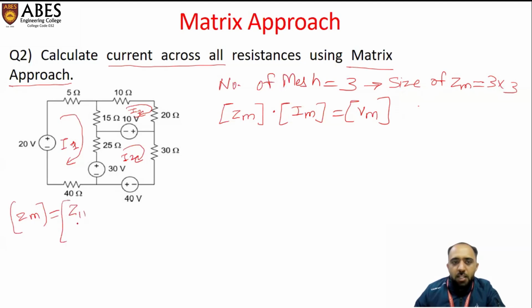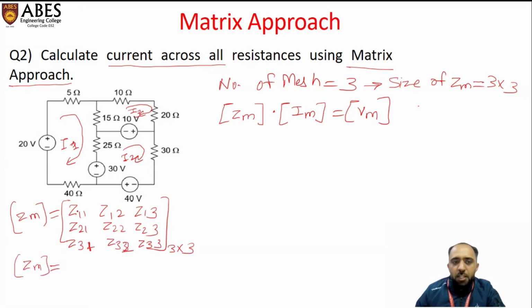We need to find the Z11, Z12, Z13, Z21, Z22, Z23, Z31, Z32, Z33. This was the 3 by 3 size matrix. And we know the meaning of Z11. The meaning of Z11 is the self resistances or impedances in the mesh one. So how can we find the value of Z11?